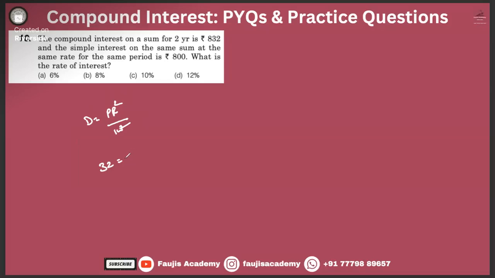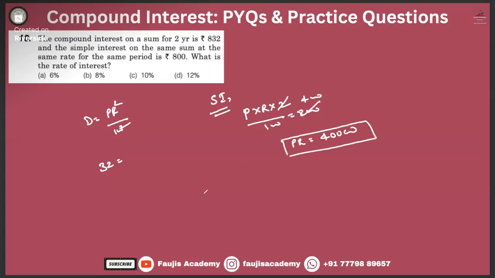Okay. So the formula has gone for a toss. Right. So let's check what happens in the case of simple interest. In the simple interest, what happens? P we don't know. R we don't know. T we know, 2 years, divided by 100 is equal to 800. Right. This one gone. 400. P into R is how much? 40000. Right.